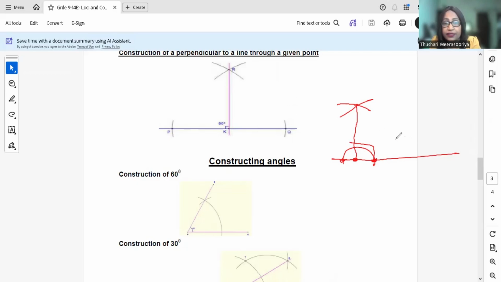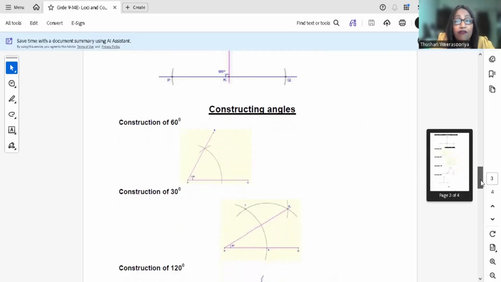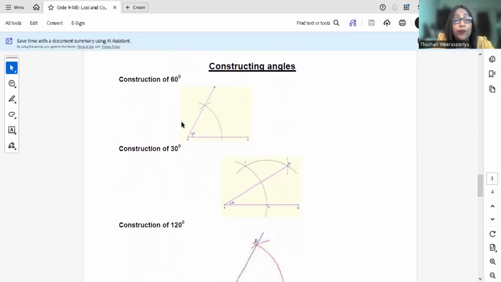Right. Okay. Those are the magic of maths, right? We have a lot of magic in maths. Without measuring, you can construct. Right. We will go to the next part, constructing angles. This is the second part of the lesson and the second part of magic. Now, you can't believe it, without using the protractor, I'm going to construct 60 degrees. Right? 60 degrees. We'll see how to construct 60 degrees. Right?